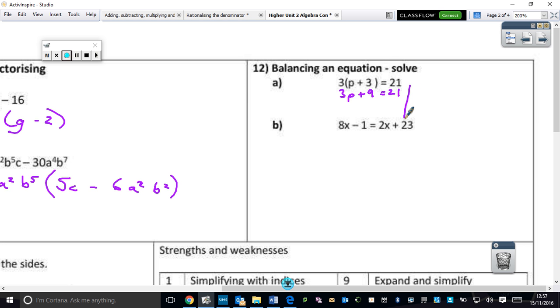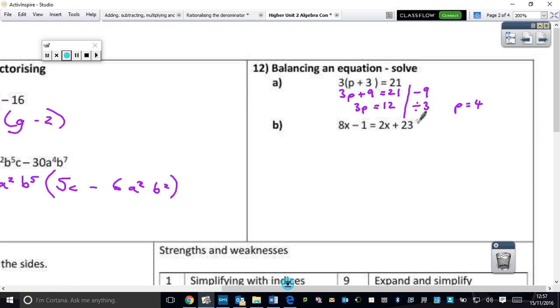I've got 3 and 9 to get rid of. What's going to go first? The 9, by taking away. So 3p. 21 take away 9 is 12. Last step, get rid of that 3. How? Divide it. Good. I've run out of room there. So divide by 3, so p equals 4. Okay?